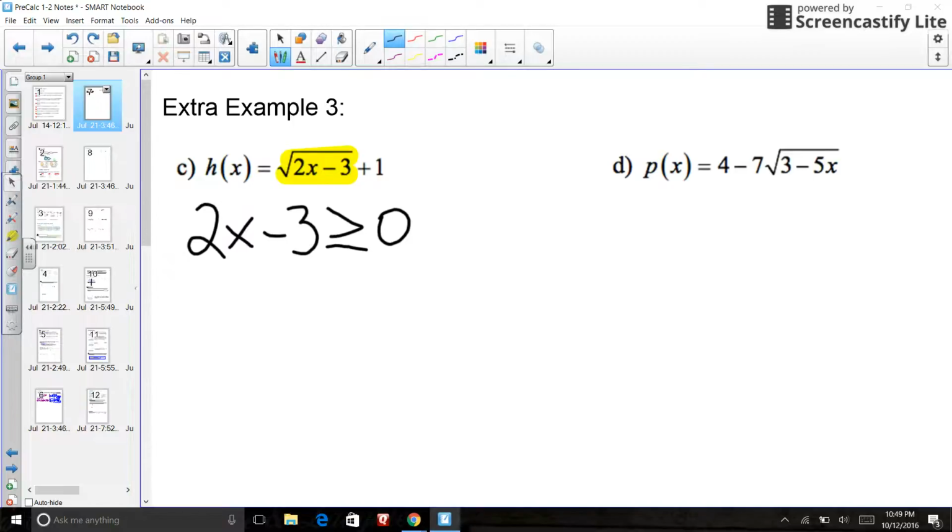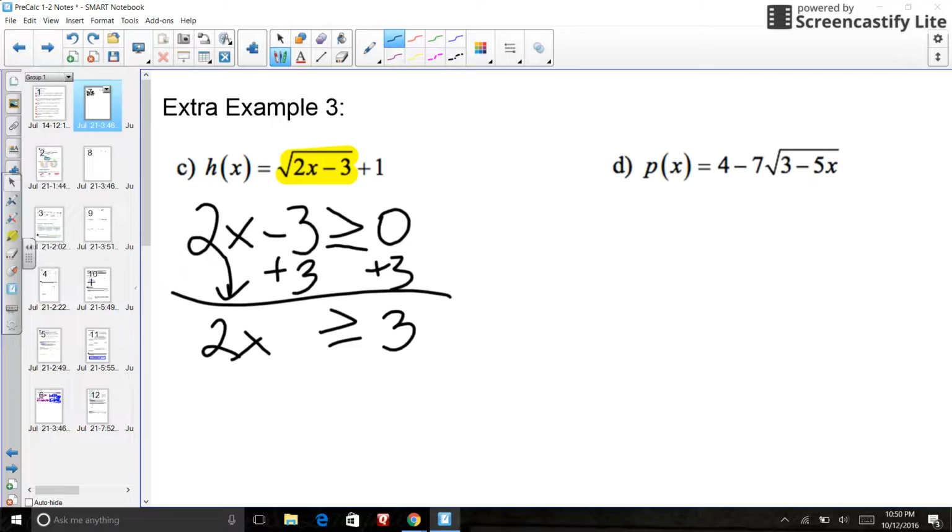May I recommend you always write these out? When I was going through the notes last year, I would get some questions like this wrong just because I would say, okay, it's 3/2. Yes, but what happens with the 3/2? So I'm going to add 3 to both sides. Then 2x greater than or equal to 3, divided by 2, divided by 2. So I know that x has to be greater than or equal to 3/2.